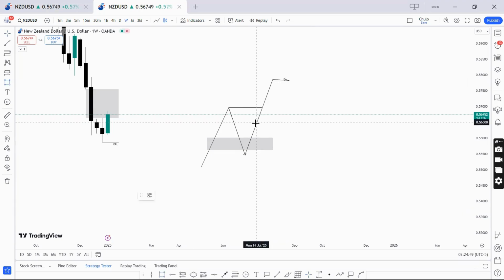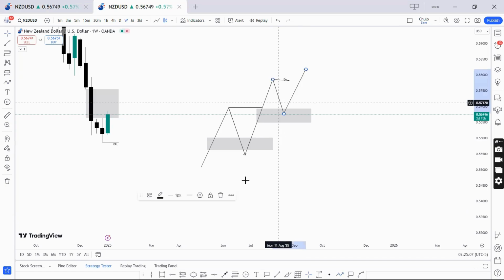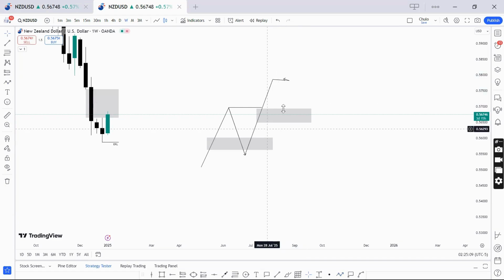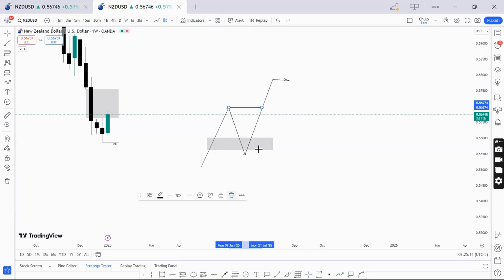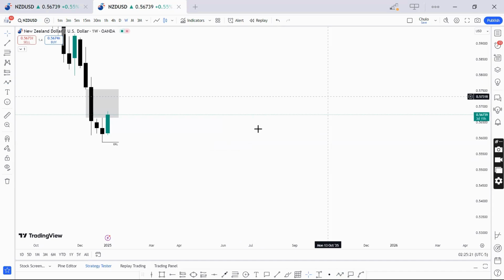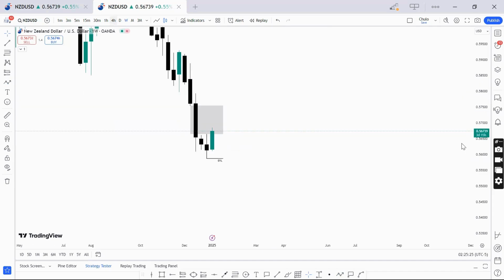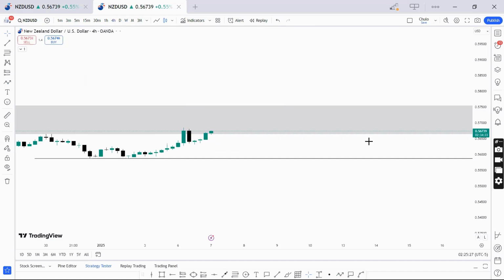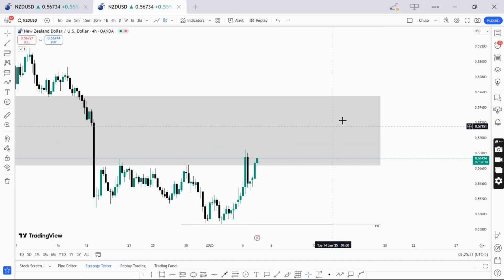That is where our internal range liquidity comes in, and price coming back to that external range liquidity, taking out this previous high. This is basically how price moves. These are the two things: seek liquidity and offer fair value. So we'll have to go down to the 4-hour time frame, just like we did on AUDUSD.